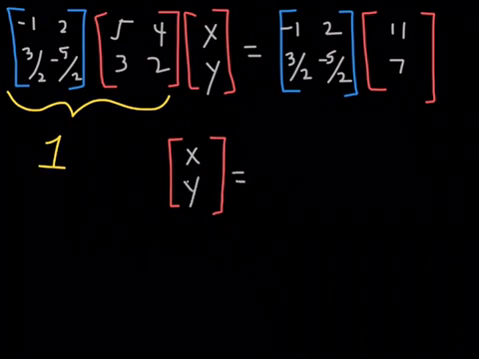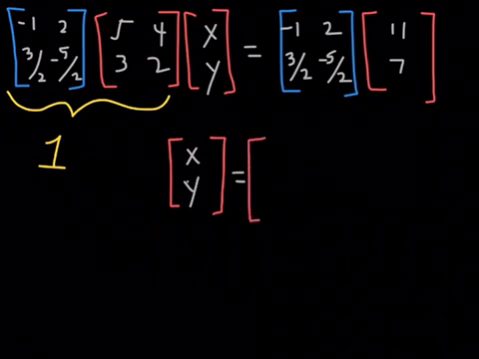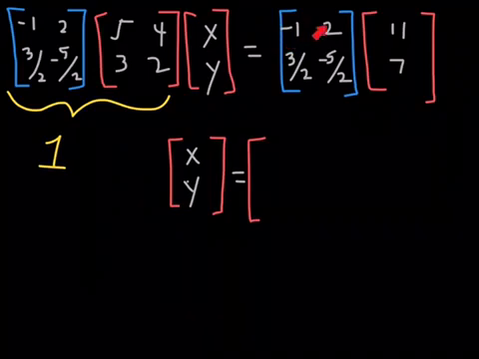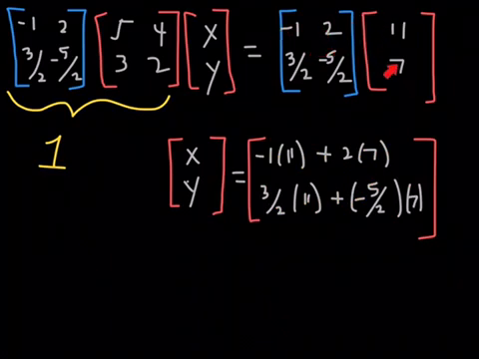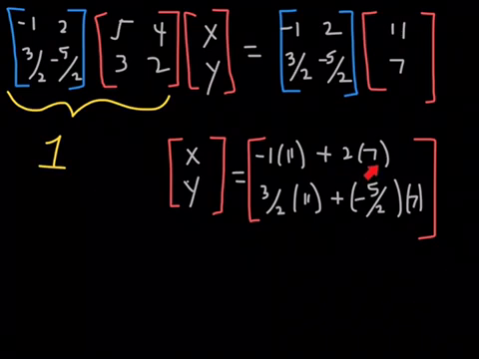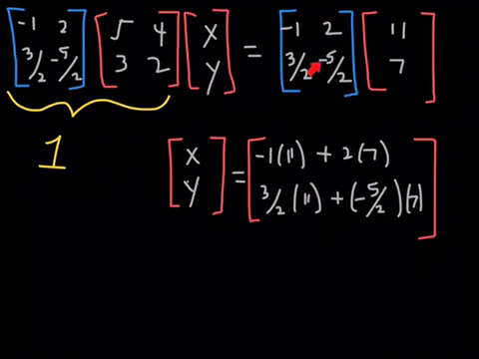Now on the right-hand side, I am going to have to multiply these two matrices. We practiced this already. It'll be negative 1 times 11 plus 2 times 7. That's all that. We've got to figure out what that'll be. And then 3/2 times 11 plus negative 5/2 times 7. That's what I wrote here. So we have a little bit of fraction work to do, but you and I will make it out alive.